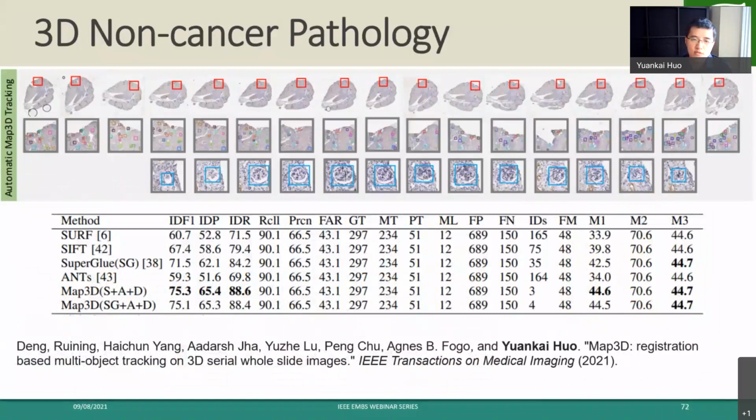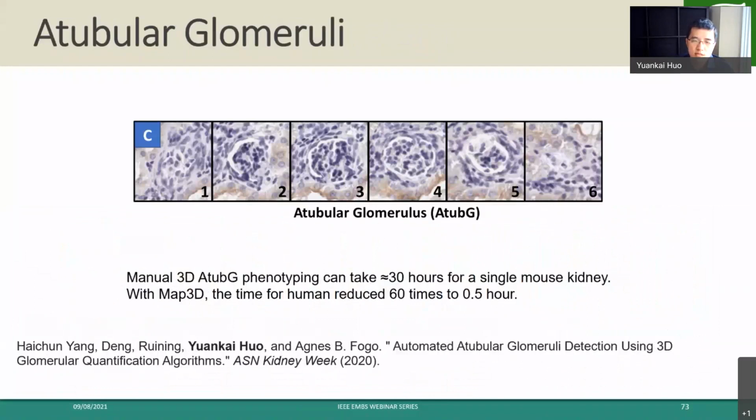For example, in the light blue box, we can see here are all cuts of the same glomerulus. Then we can quantify the glomerulus in 3D. And our Map3D algorithm achieved better results than previous 3D pathology registration methods. And with that, we can do some downstream tasks, for example, to understand this specific lesion called atubular glomerulus. Traditionally, it takes 30 hours for a single mouse kidney. And now we reduce the time 60 times to half an hour.